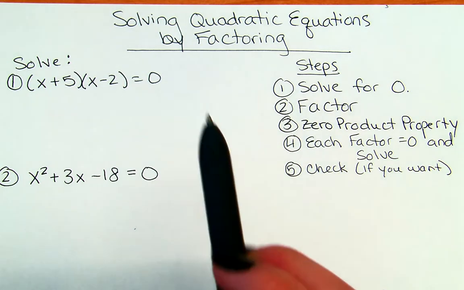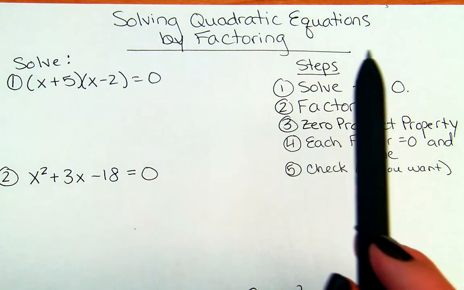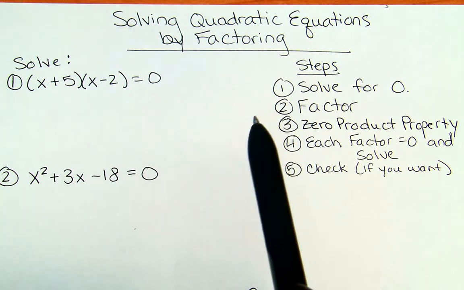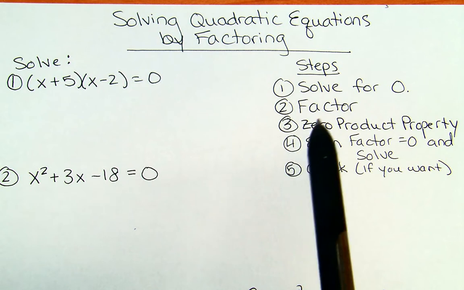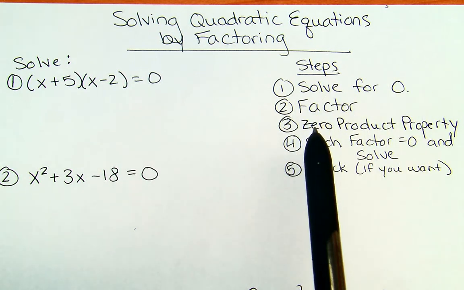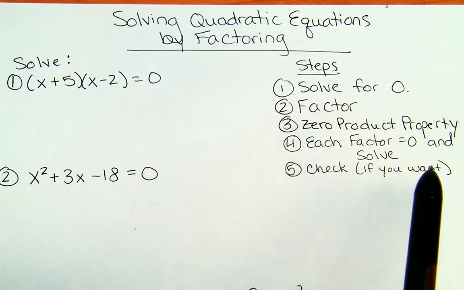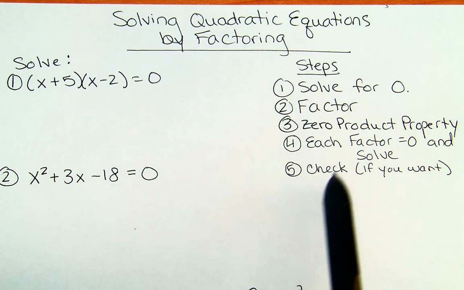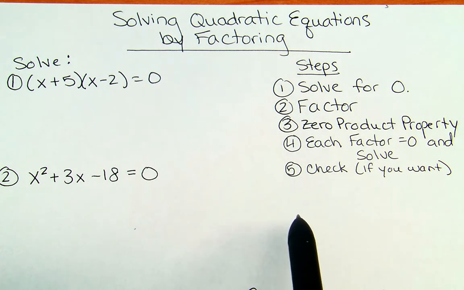Hello, today we are going to be talking about solving quadratic equations by factoring. Alright, so the steps are to solve for 0, factor, use the zero product property, set each factor equal to 0 and solve, and then you can check if you want using your calculator.